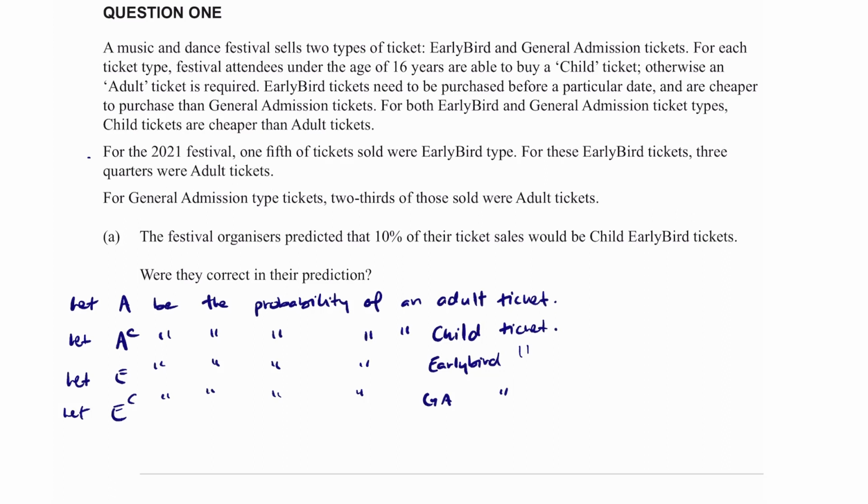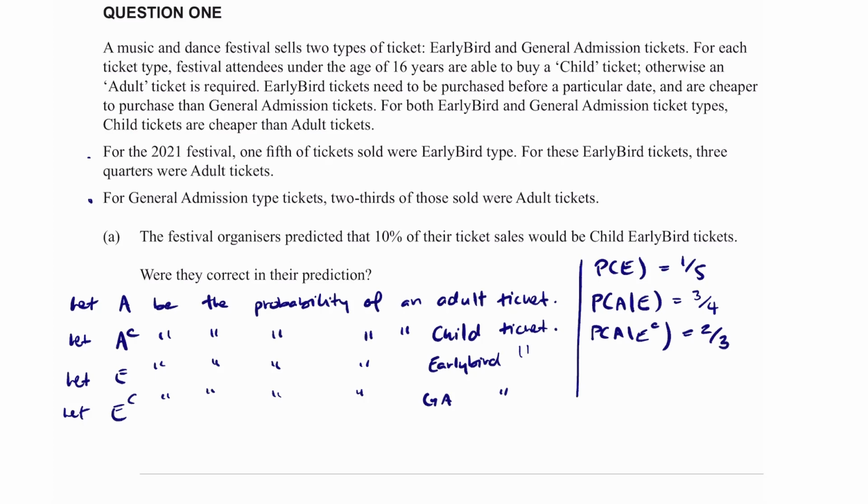So for 2021, 1/5 of tickets were early bird, so we know the probability of being early bird was 1/5. Given that they were early bird tickets, 3/4 were adults. So the probability of being an adult, given that it was an early bird, was 3/4. And for general admission tickets, 2/3 of those sold were adult tickets. So this is the same as the probability of A given general admission, and we've defined general admission as the complement of E, or EC, that is equal to 2/3.